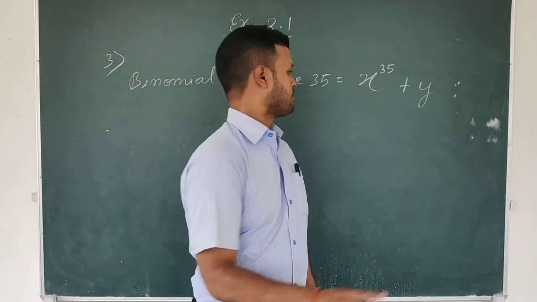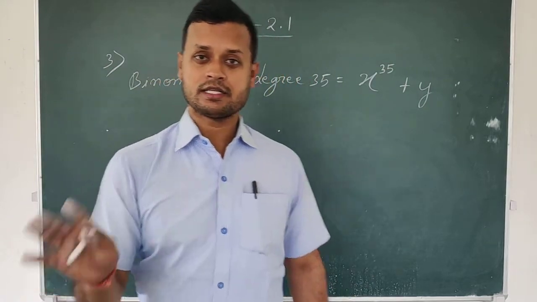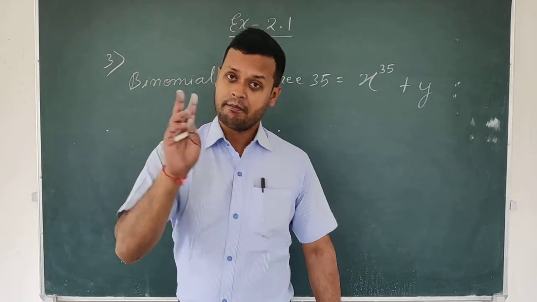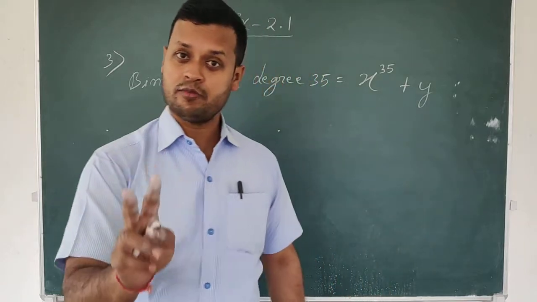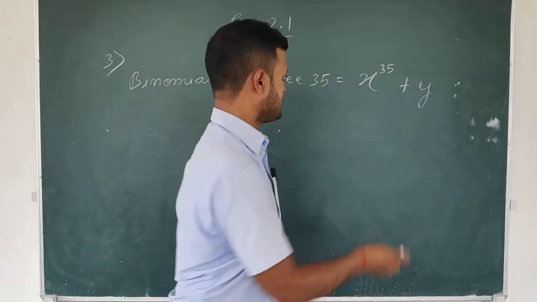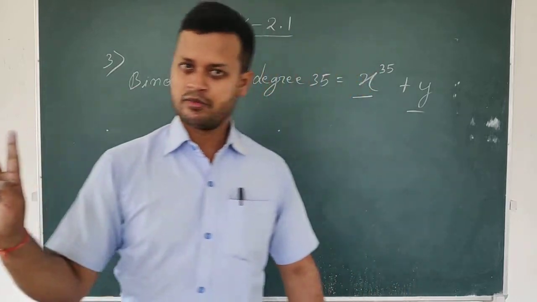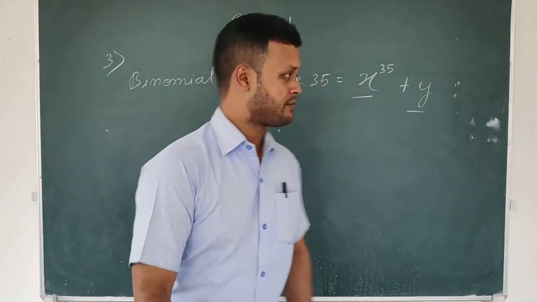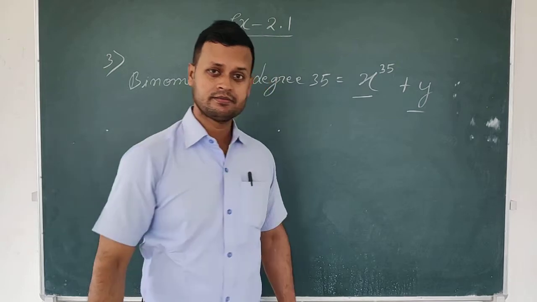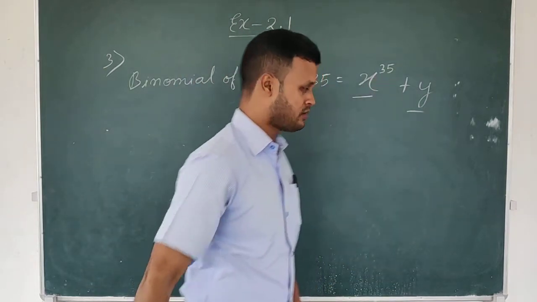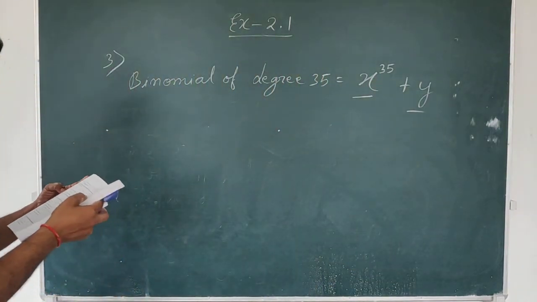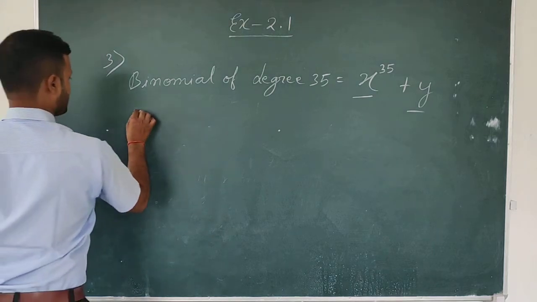So binomial of degree 35, what does it mean? Binomial means what? Two terms must be there. Here there are 2 terms: x to the power 35 and y. So it is a binomial, and the degree must be 35. So what is the degree here? 35. See, the highest power is 35, no? Again, monomial of degree 100.